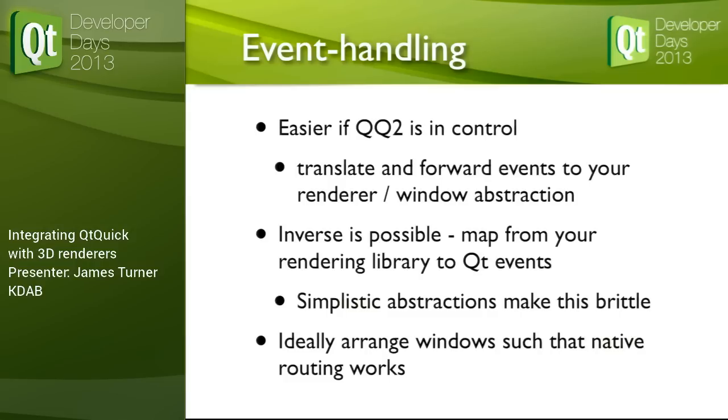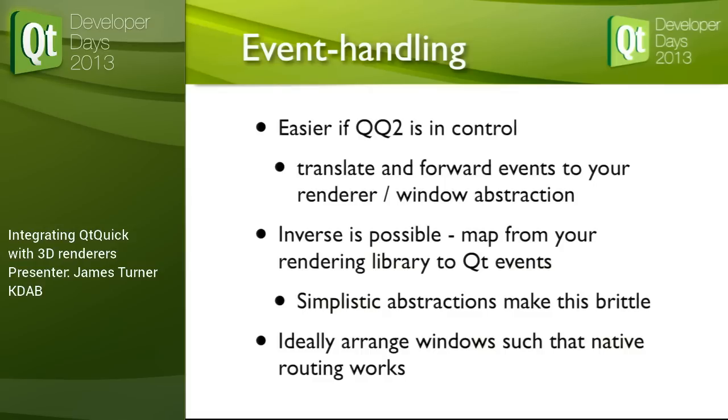One little last point, which I've left to the end. Event handling is easier if QtQuick 2 is in control. Because as we said, the platform abstractions like graphics window and render window, VTK, and OpenSceneGraph aren't as rich as Qt's ones. But somehow, assuming you want to be able to interact with your rendered 3D scene and your QtQuick scene, both of them need to be getting events and mouse events in the right coordinate systems. So hopefully you can translate from Qt events, or you already have code, into your native renderer's form.